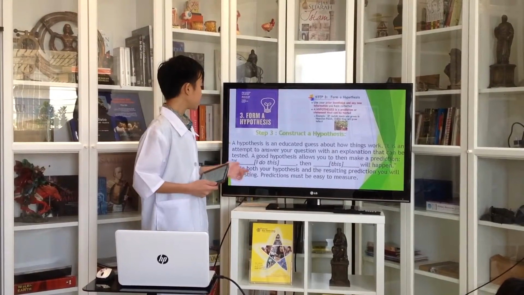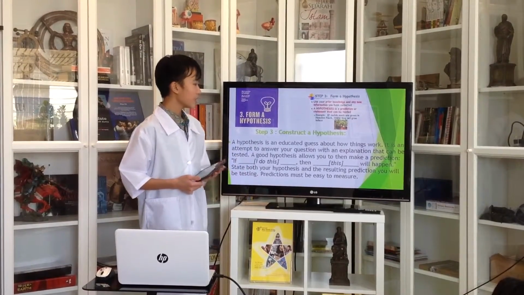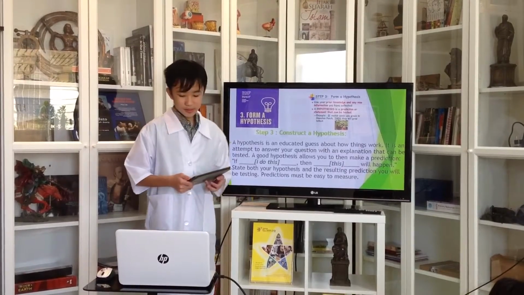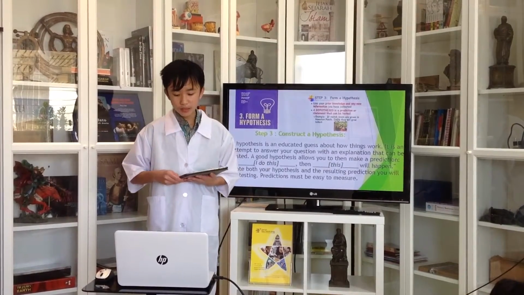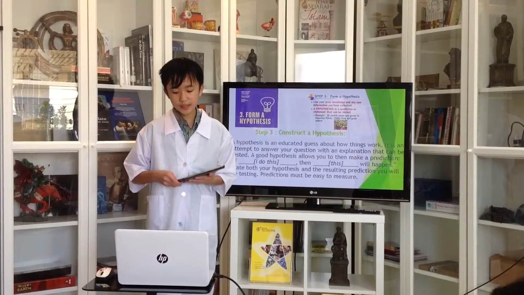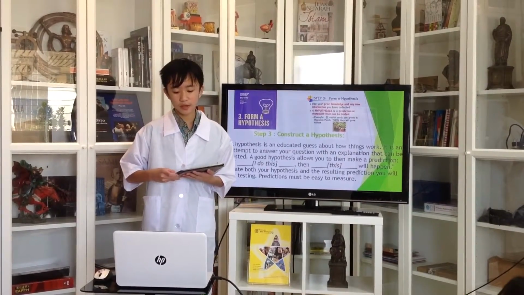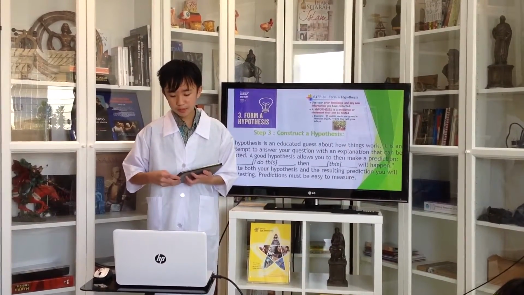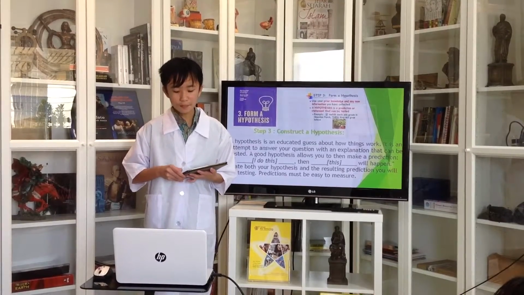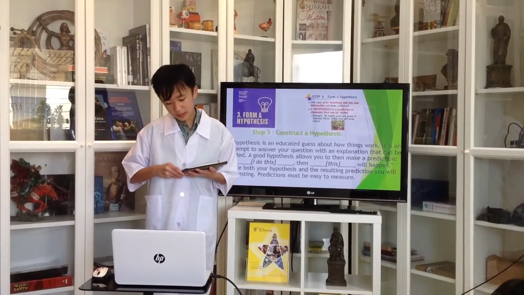The third step of the scientific method is about constructing a hypothesis. A hypothesis is an educated guess about how things work. It is an attempt to answer your questions with an explanation that can be tested. A good hypothesis allows you to then make a prediction.